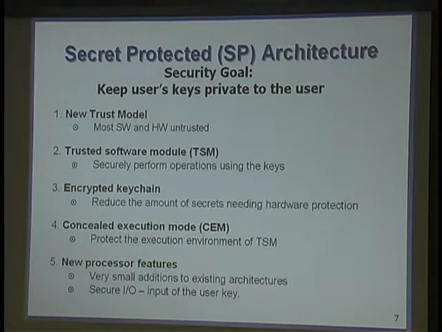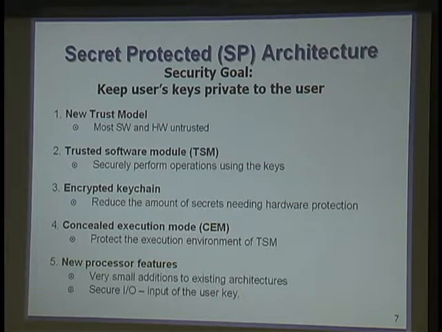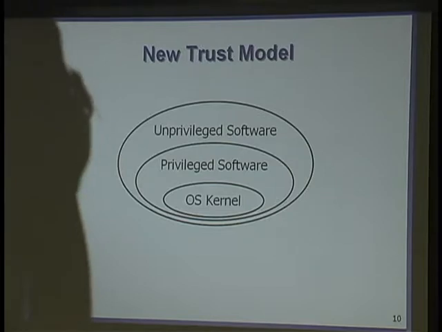We use an encrypted keychain to reduce the amount of secrets that need hardware protection. And we define something we call a concealed execution mode that protects the execution environment of the trusted software module as the trusted software module is executing. And this requires very few new processor features, a small addition to the existing microprocessor architectures, and also secure input and output of some nature. Okay. So let's go through these items.